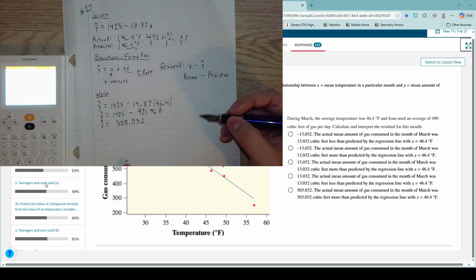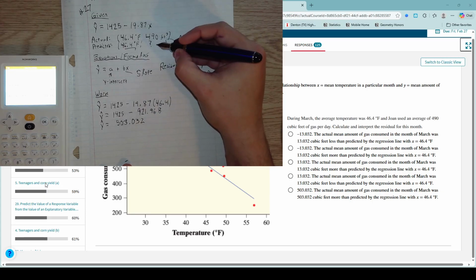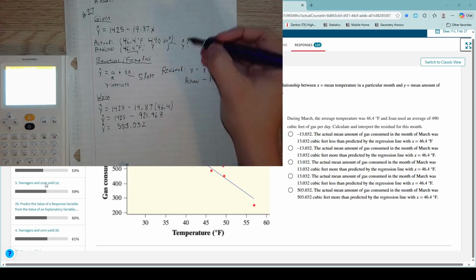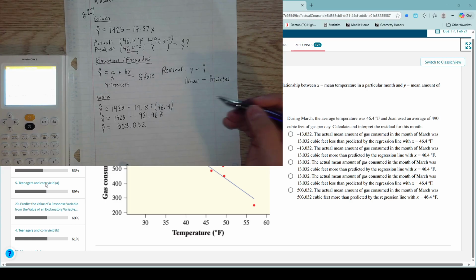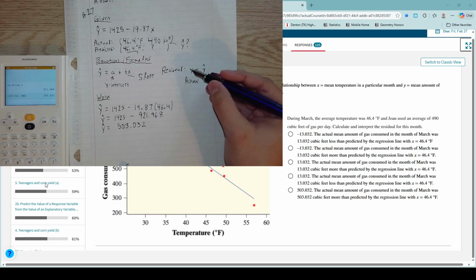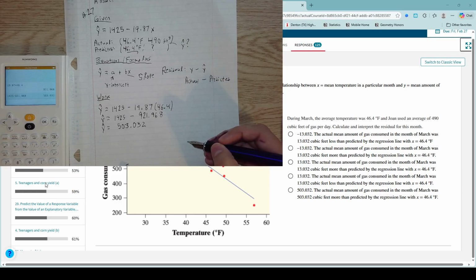Okay. What did we just find? We just found the predicted y for this problem. So we found what y hat is going to be. That's great. But the problem is asking us for a residual, not just a prediction. And we know from up here in our formula, the residual is y minus y hat.